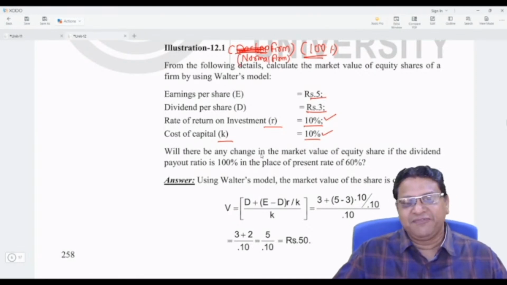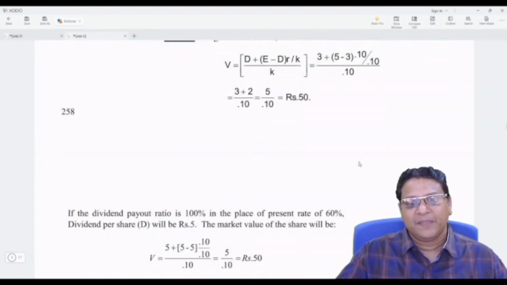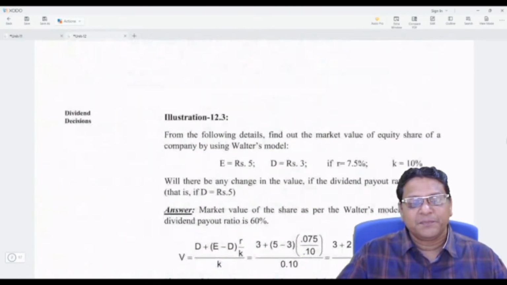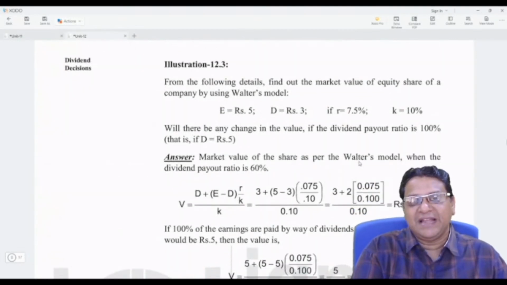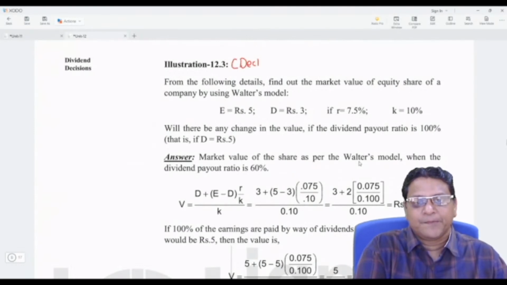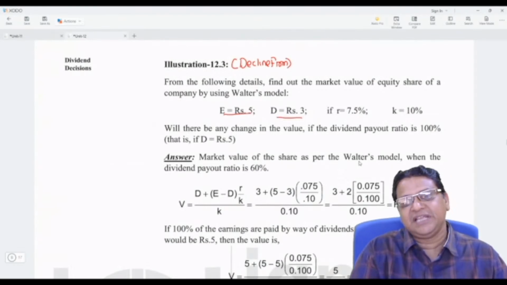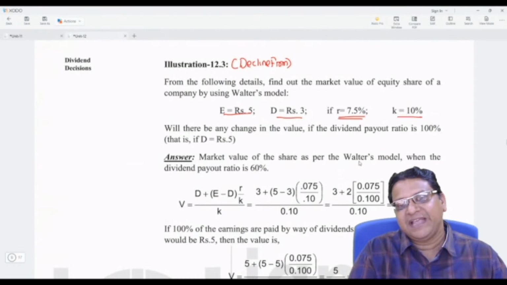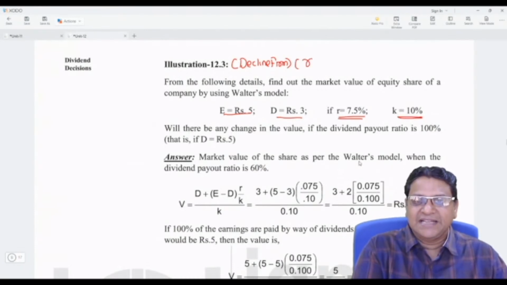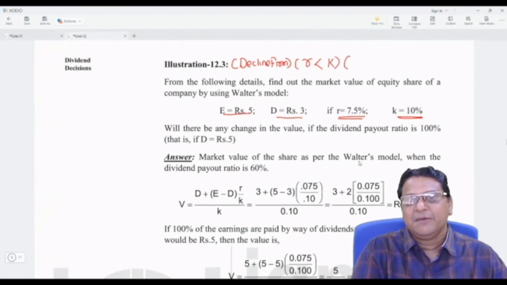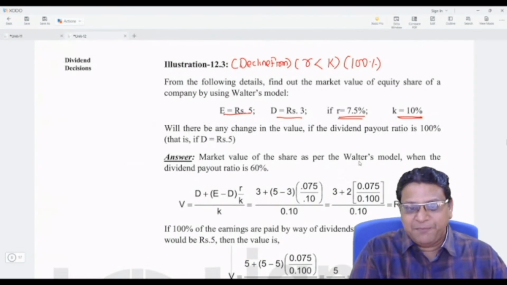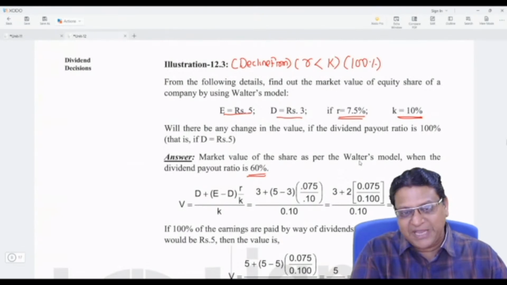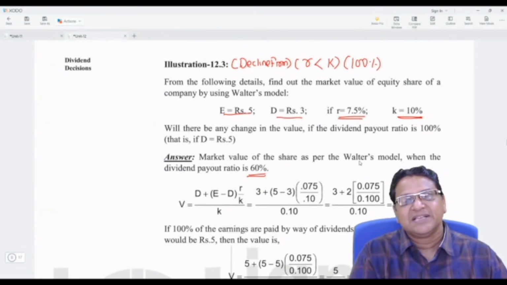If there is a difference, it is a decline firm. Let's take an example. Yes, this is an example of a decline firm. Just look at it. E is rupees 5, D is 3, R is equal to 7.5% and K is equal to 10%. So in this case, R is less than K. And what should be the payout ratio? Best payout ratio is 100% as per Walter's model. The present payout ratio is 60%, because you pay dividend of 3 out of 5, so you are paying 60% dividend.